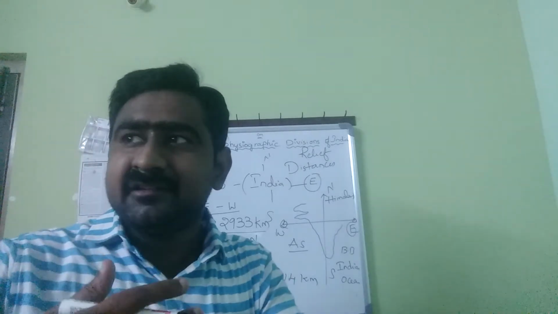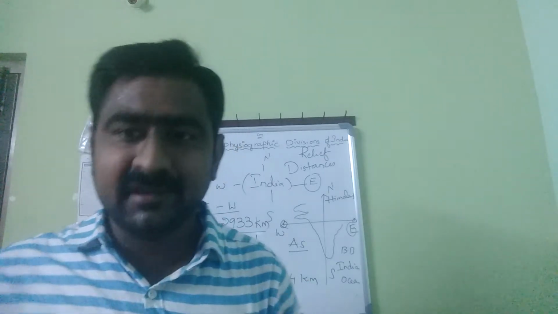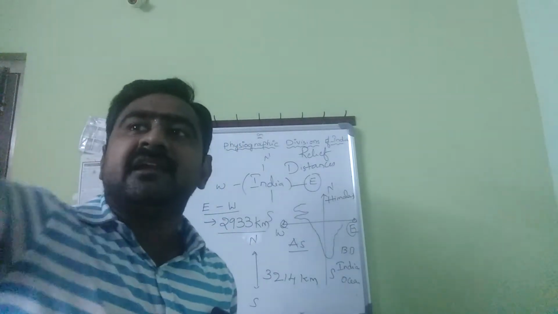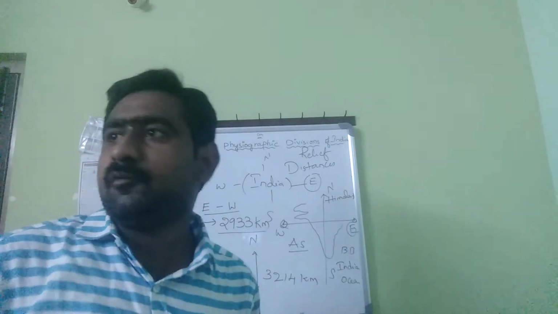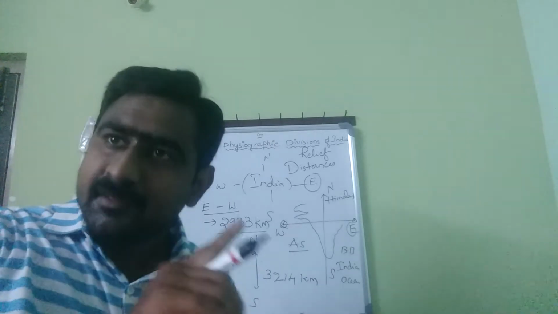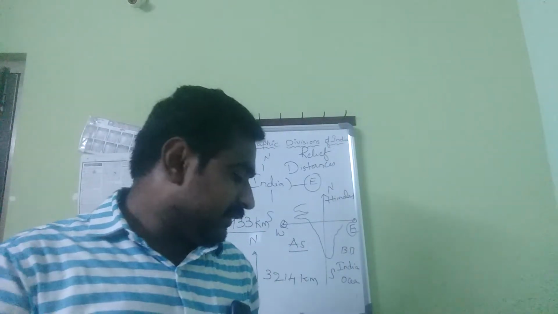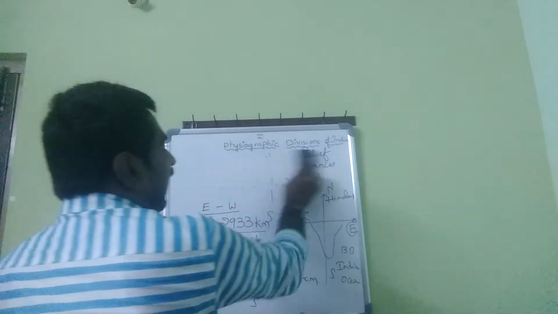What is the average distance between East India to West India? It is nothing but 2933 kilometer. And similarly the average distance between North India to South India is about 3214 kilometer, 3214 and 2933. So this is about the distances. Got it or not? The first topic is about the boundaries of India, which we already completed, and the second topic is about calculating the distances.